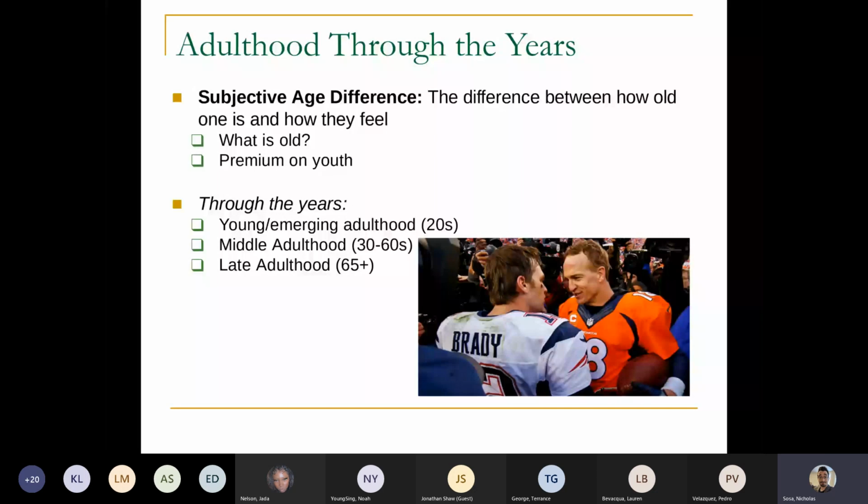Okay. Any questions on adulthood throughout the years? This broad synopsis. Okay.